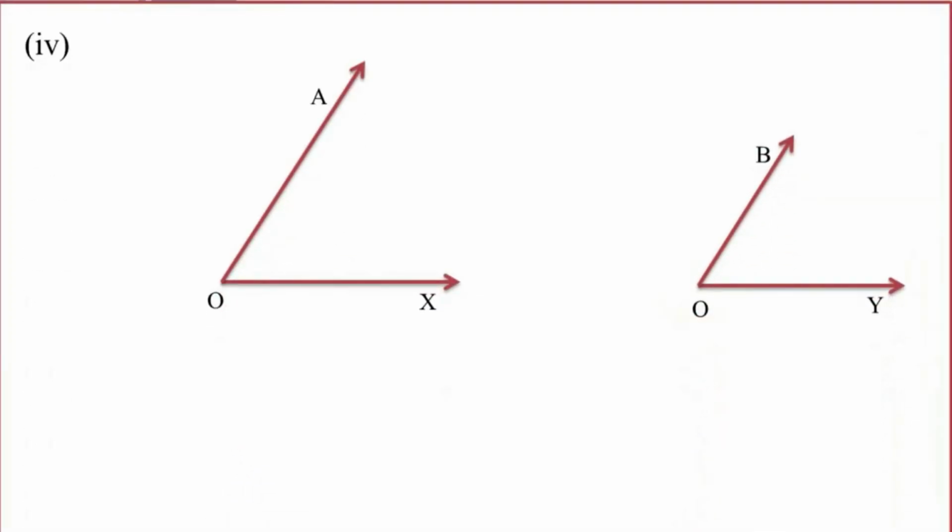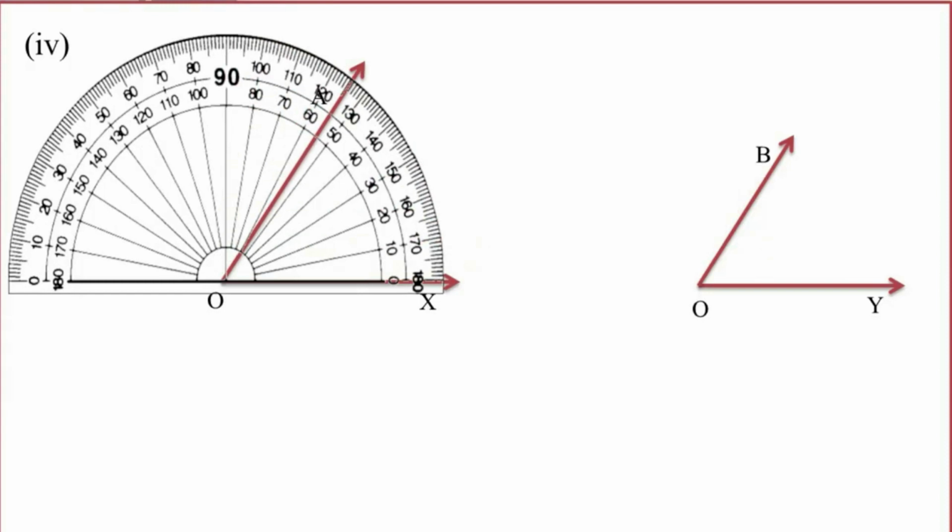Fourth one. In the question they have given two angles. We have to find whether they are concurrent or not. How to compare? We know that two angles are said to be concurrent if their measures are equal. Now we have to measure the angles and find out whether they are concurrent. How to measure the angles? We know that a protractor is used to measure angles.